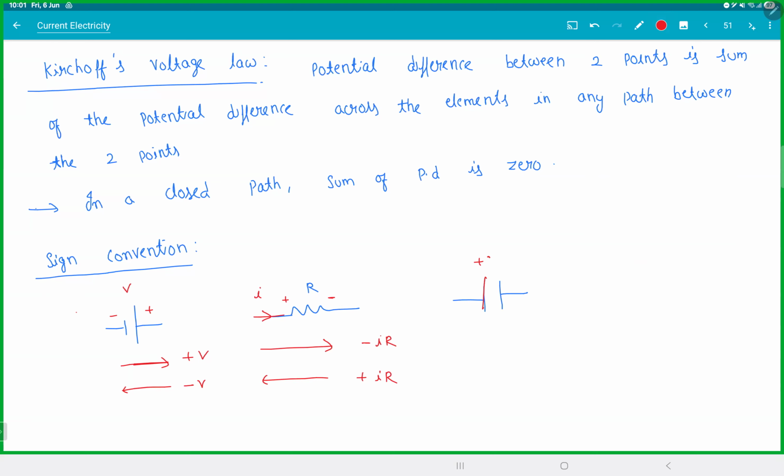If this is the positive plate plus Q and minus plate, if you go from positive to negative plate, potential drops, minus Q by C. If you go from negative to positive plate, potential rises, Q by C. Clear with the convention?